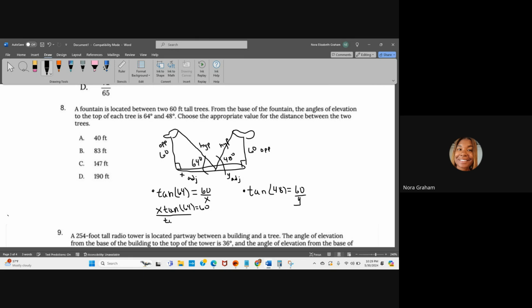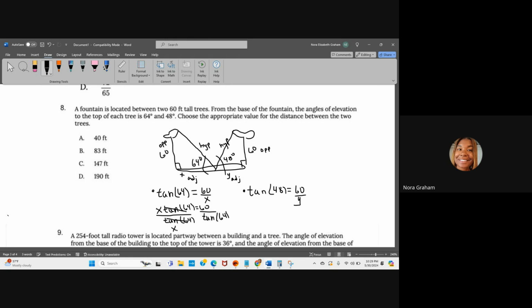So those will cancel out on this side. Tan 64, again divided by tan of 64. Like I said, that's going to cancel out on that side, so then my x will be nice and isolated. So this cancels out, that cancels out.